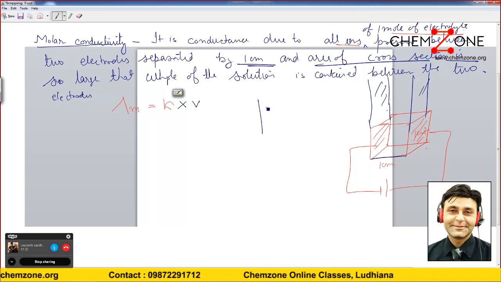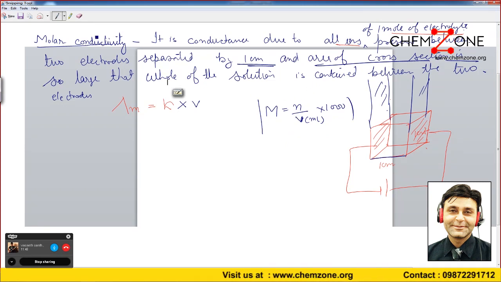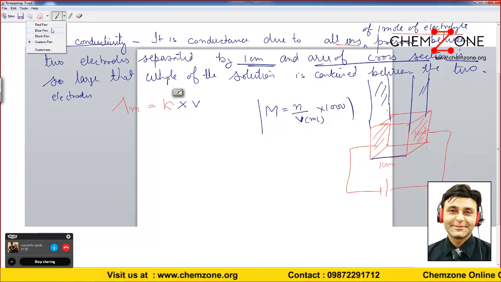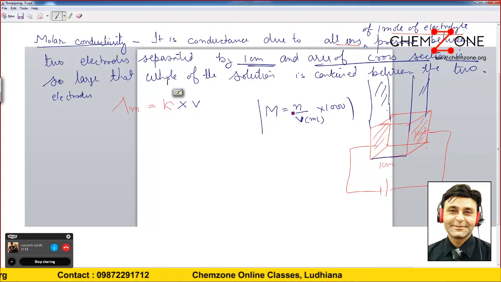So molarity is equal to number of moles upon volume. Volume in milliliter, then multiply by 1000. You know this formula? Yes, the molarity formula. So n is equal to 1 here, so we can say volume is equal to 1000 upon molarity.